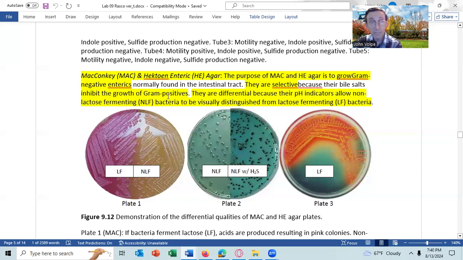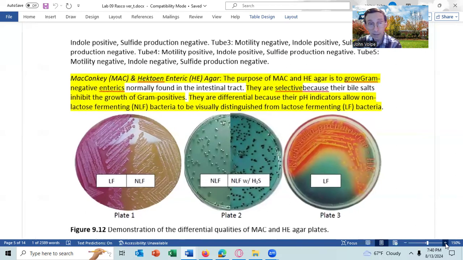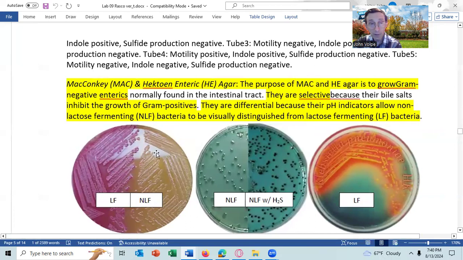Both HE and MacConkey's are also a differential plate, and they're looking at the fermentation of the sugar lactose. If the bacteria can ferment the sugar lactose on a MAC plate, the bacteria will be pinkish or purplish, and then the area around the plate will also be pinkish or purplish. If the bacteria cannot ferment the sugar lactose on a MAC plate, the bacteria will be their normal color, which in this case will be white or off-white.